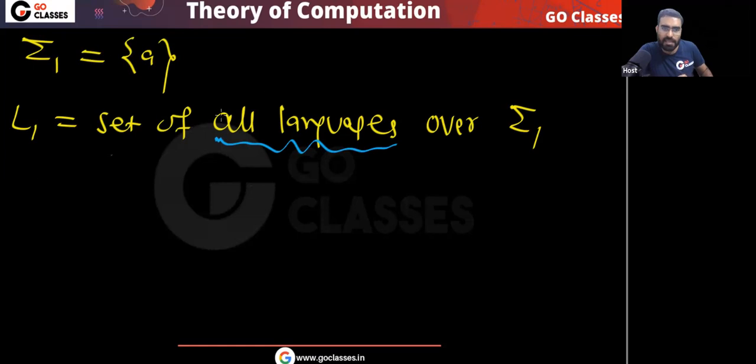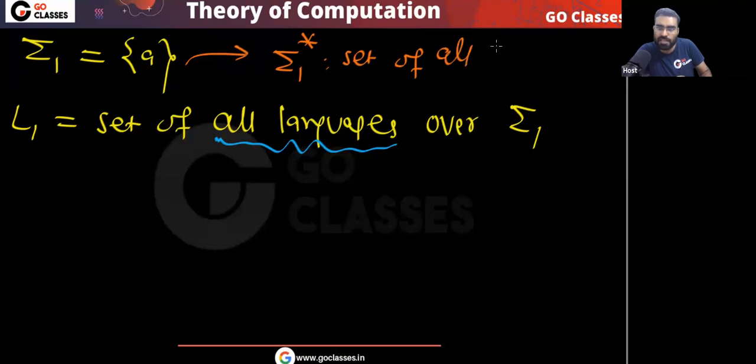So you can easily notice from this sigma star, I can say sigma 1 star, that is the set of all finite length strings. Agree? Yes or no? This sigma 1 star is the set of all finite length strings. So this will be countable.